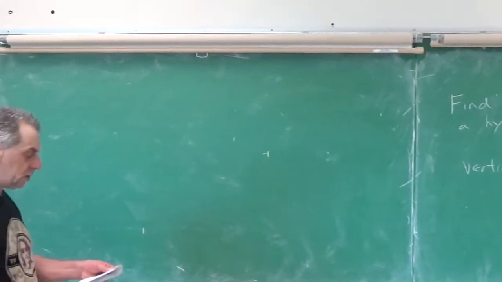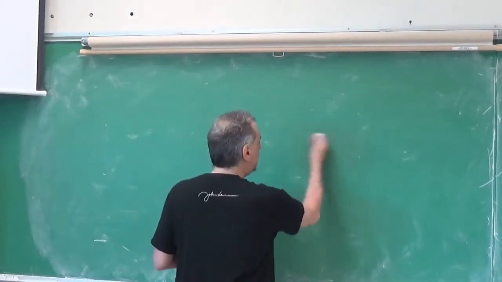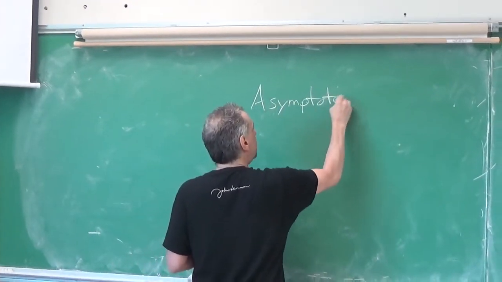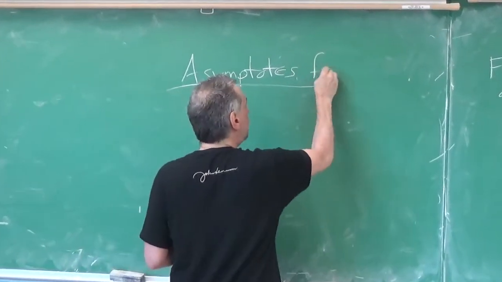All right, what else we got? So we want to talk about asymptotes, just briefly. And you'll see this in the book, asymptotes for hyperbolas.